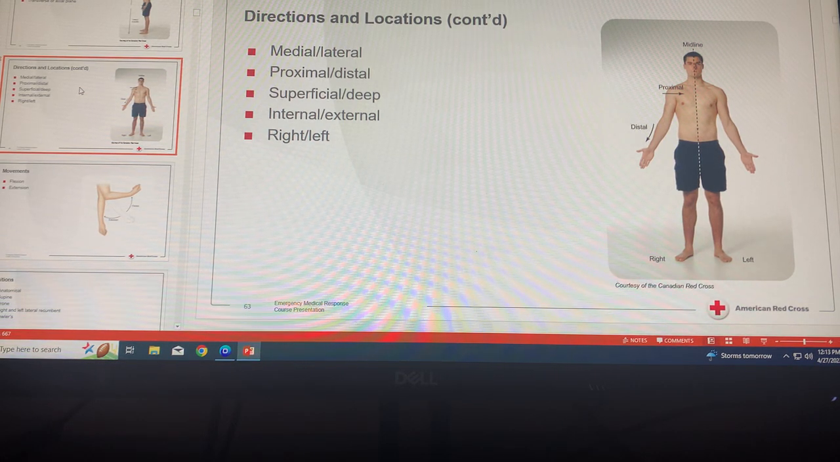Now we're going to discuss proximal and distal. Proximal refers to any part close to the trunk, chest, abdomen, and pelvis. Distal refers to any part away from the trunk and nearer to the extremities, arms, and legs.